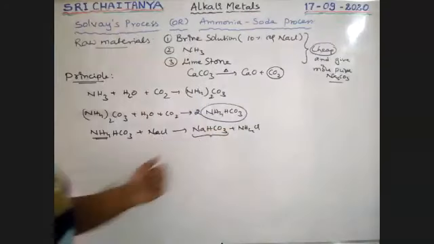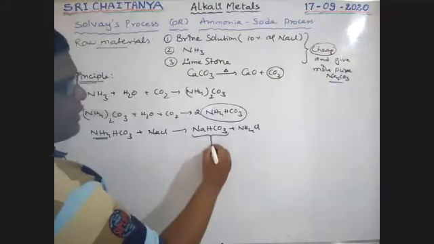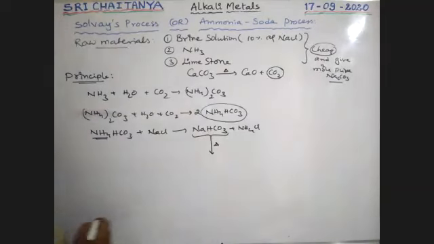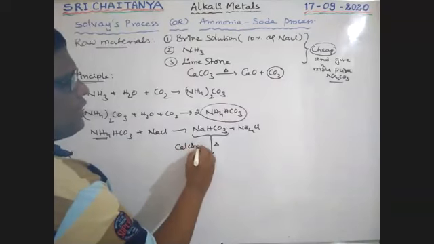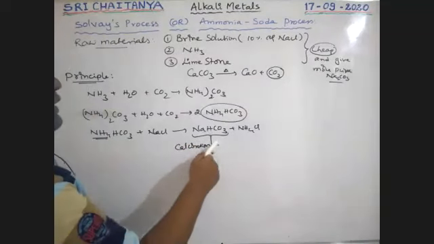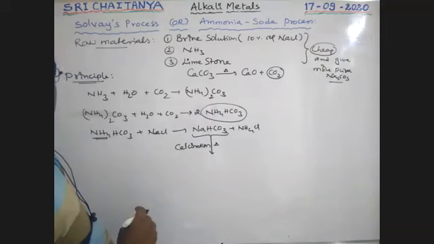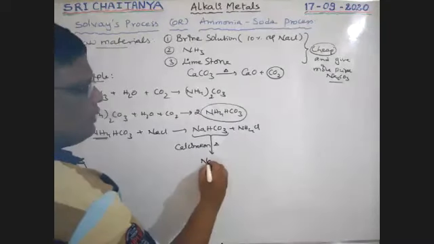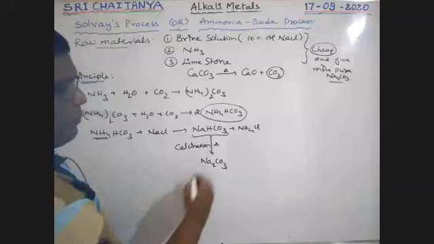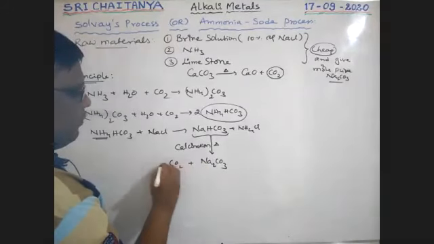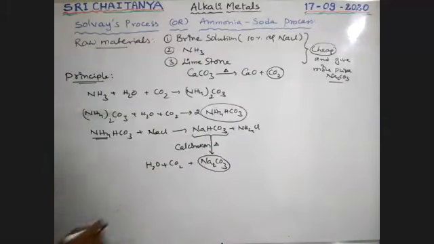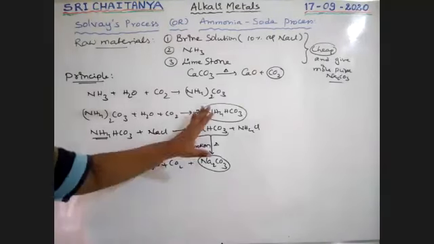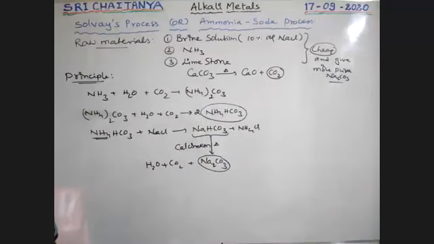So this NaHCO3 is heated strongly, and the process is called calcination. Calcination means heating in the absence of oxygen. That gives Na2CO3 plus CO2 plus H2O. So this is Na2CO3, our target product, boys. This is the principle behind it.